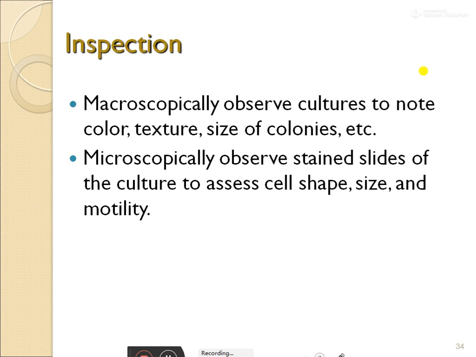After isolation, the next step is inspection. Once the colonies are isolated, a colony can be inspected either macroscopically or microscopically. The macroscopic observations might be the color of the colony, texture of the colony, size of the colony, etc. Microscopic observation can be done by using different staining techniques, the cell size and different motility parameters, whether the microorganism is rod shaped or spherical, and whether it is motile or non-motile.